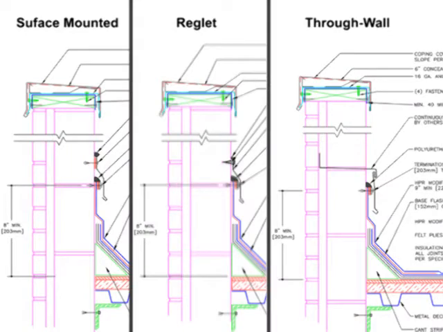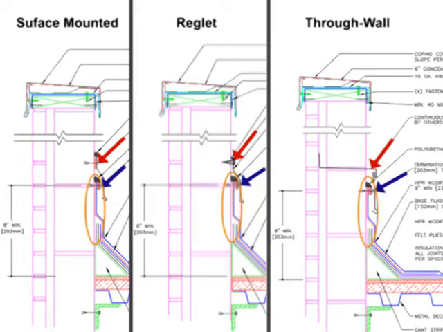As shown in the details, the major difference between the three details is the attachment of the counterflashing over the termination bar. The counterflashing provides critical protection to the termination bar, and the termination bar provides support and waterproofing at the union between the wall and the flashing membranes.